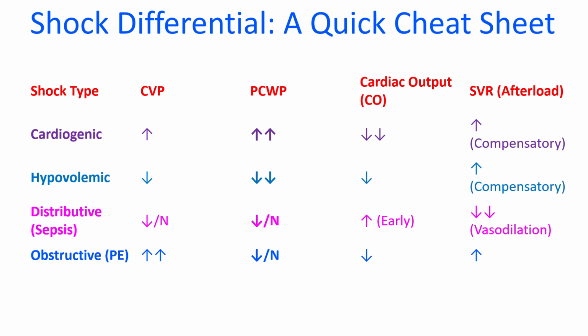In distributive shock due to sepsis, CVP is decreased or normal, pulmonary capillary wedge pressure is decreased or normal, cardiac output can be increased in the early stage, and systemic vascular resistance can be reduced due to vasodilatation. In obstructive shock, as in pulmonary embolism, CVP is elevated, pulmonary capillary wedge pressure is decreased or normal, cardiac output is decreased, and systemic vascular resistance can be increased.